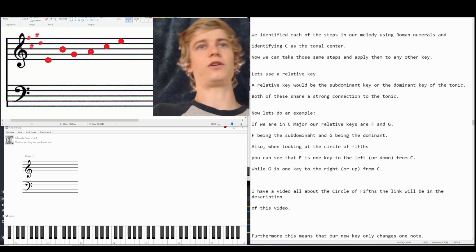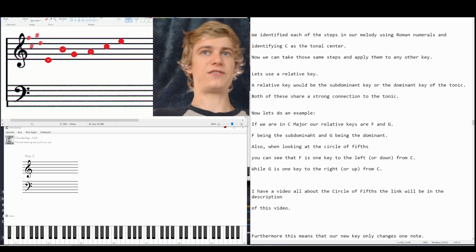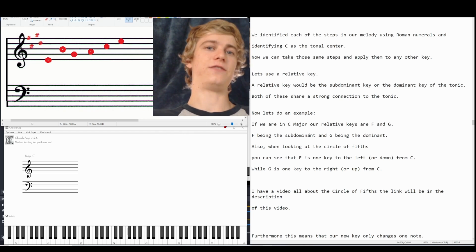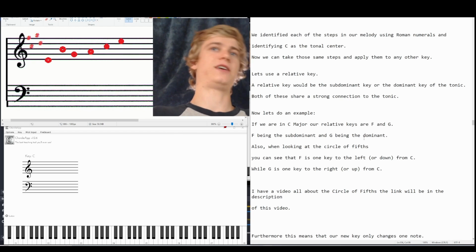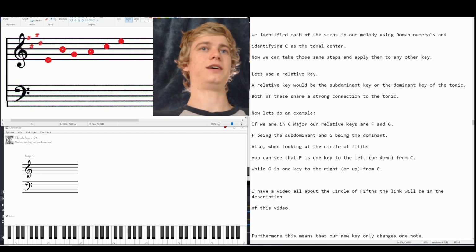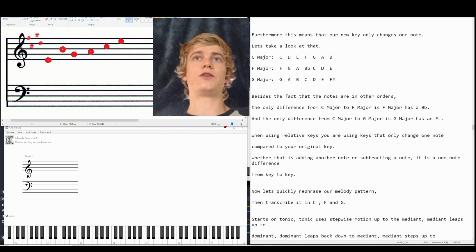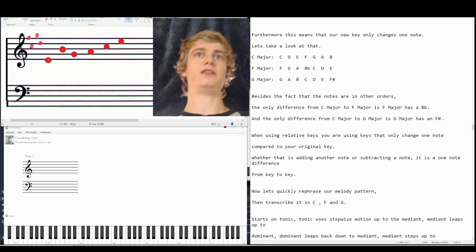Also, when you look at the circle of fifths, you can see that F is one key to the left or down from C, a fifth down, while G is one key to the right or a fifth up from C. I have a video all about the circle of fifths, and again, this link will be in the description of this video. So furthermore, this means that our new key only changes one note when we go into a relative key. Let's take a look at that.